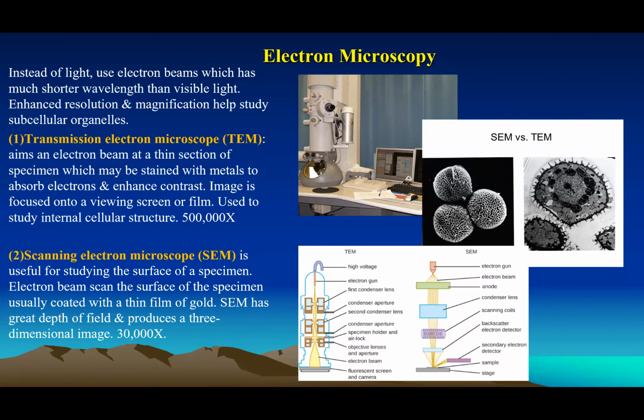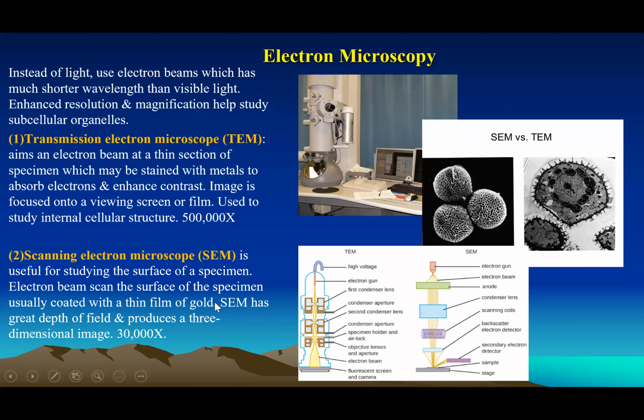In transmission electron microscopy, the electron beams are aimed at a very thin section of the specimen, and the specimen is usually stained with gold particles to enhance contrast. Then the image is focused onto a viewing screen or film, and it can magnify up to 500,000 times.